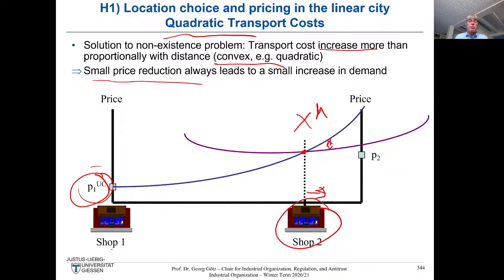lower inclusive prices, that is, prices including transport cost, because their transport costs only increase very slightly, whereas these guys feature transport costs which increase really drastically. And just to give you an example, do you think transport costs are more likely to be proportional, that is, linear, or more than proportional?